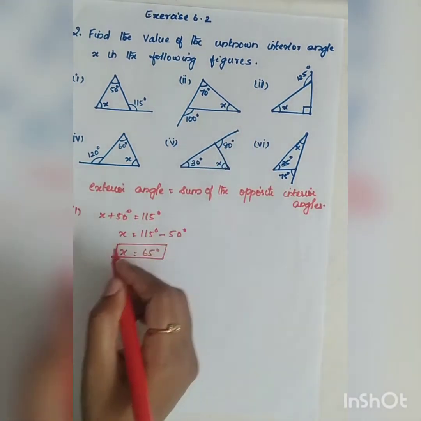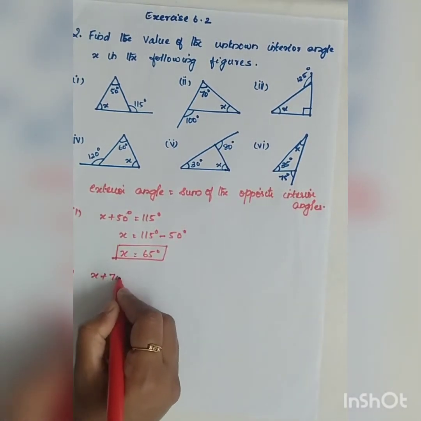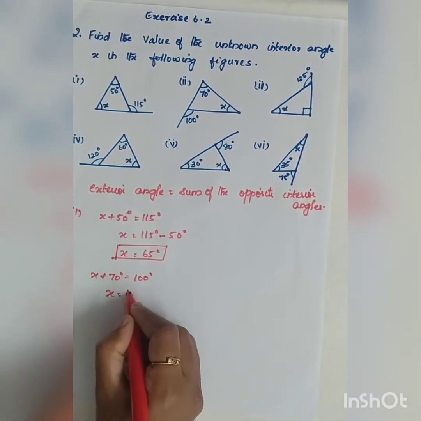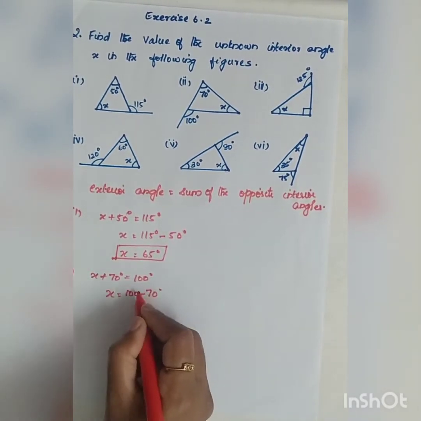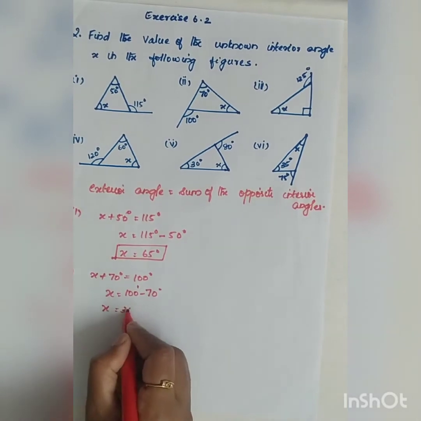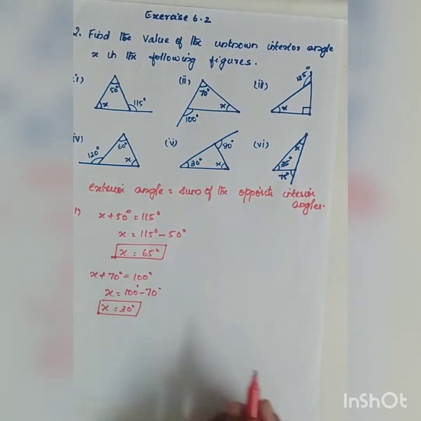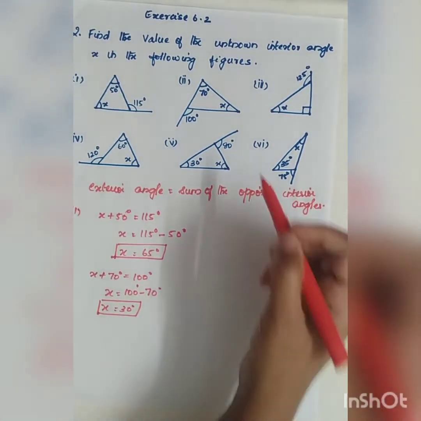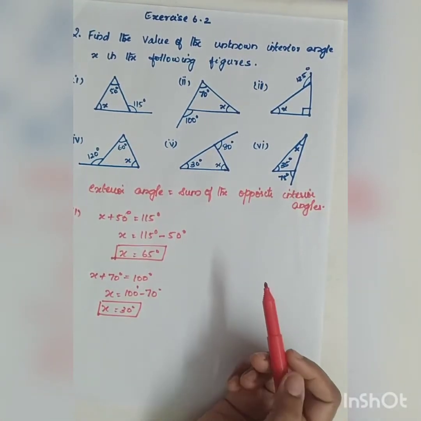So we can write that x plus 70 degrees is equal to 100 degrees. So x is equal to 100 minus 70 degrees, which is equal to 30 degrees. So all the questions are in a similar way. So there is no indirect question.